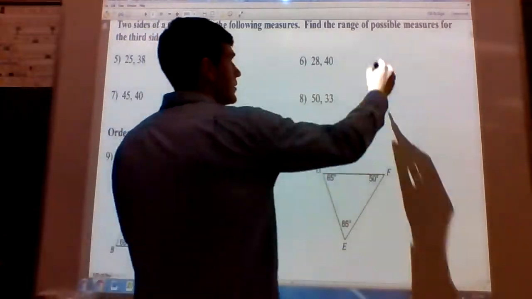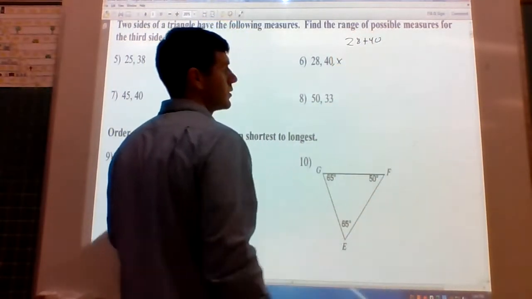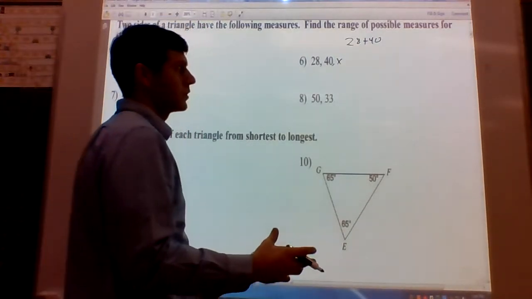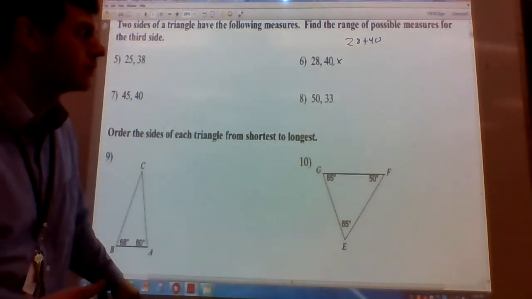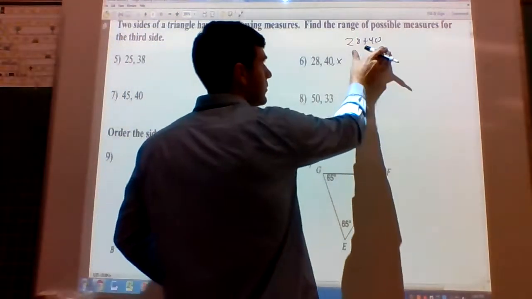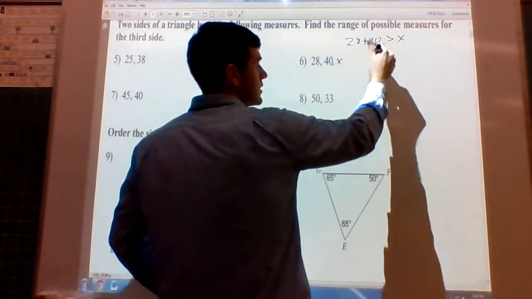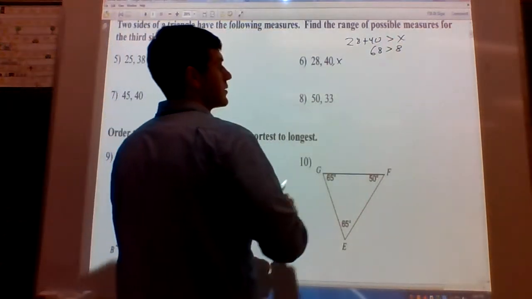Okay, so number 6: 28 and 40. Again, the third side we're going to call x. We're trying to find what values of x are going to work to make a triangle. What values of x can we have to make a triangle? Okay, so 28 plus 40 is greater than x. That gives us 68 is greater than x.